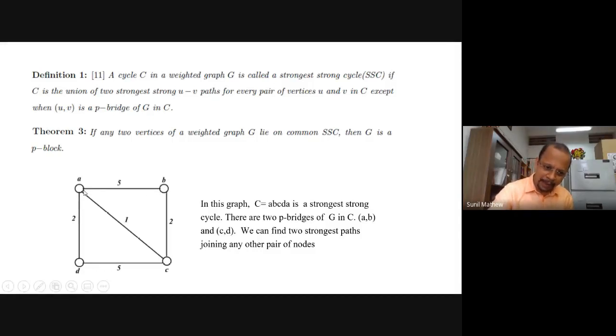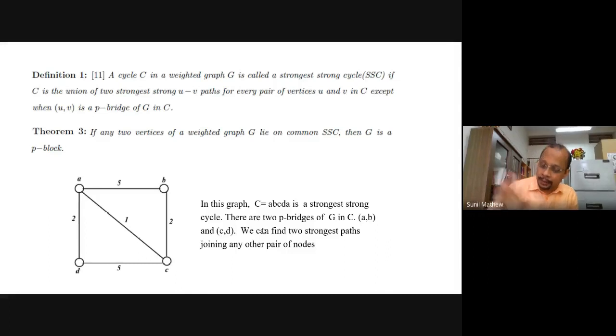You take any other pair like A and D. You can see that this cycle is the union of 2 strongest AD paths. Strongest strong indeed. AD. This is one path. This is another path. You have to just concentrate on the cycle, not on any chords. Okay, that will redirect you somewhere else. Just look at the cycle. You can see that this definition is valid. And this is a strongest strong cycle in this graph. It is not necessary that a cycle itself is strongest strong.